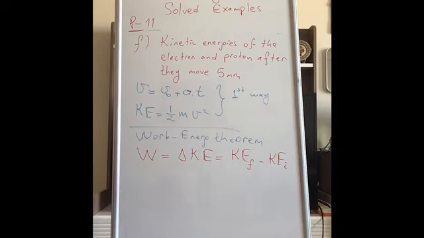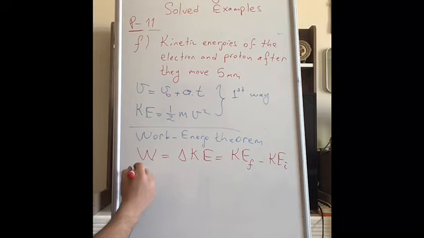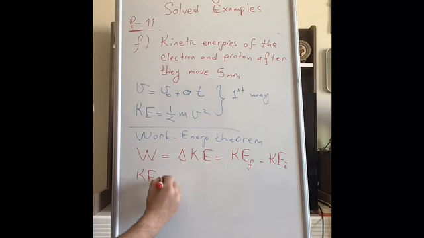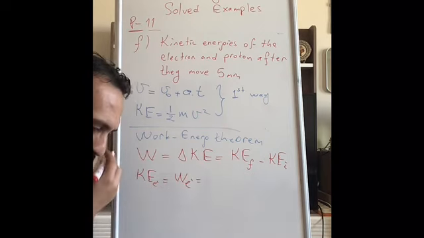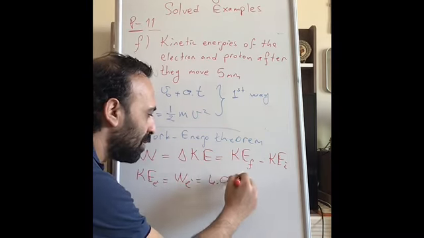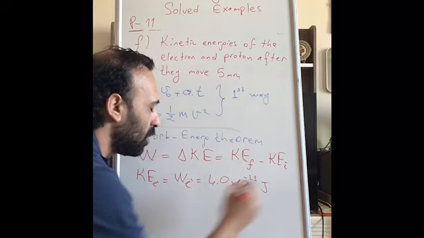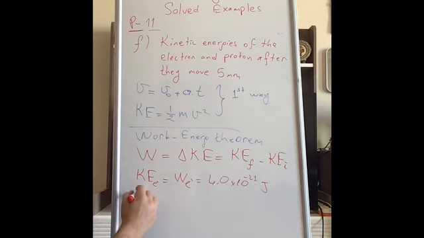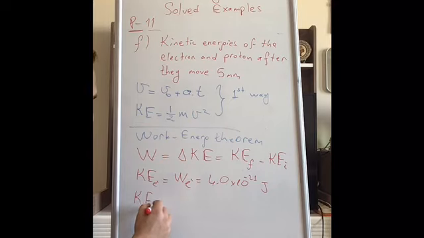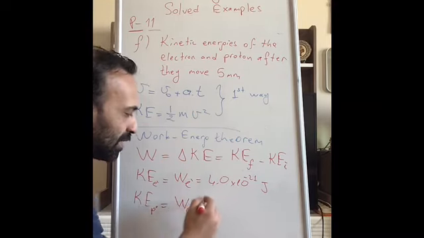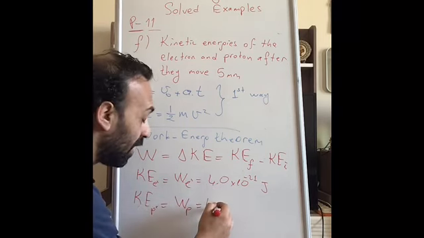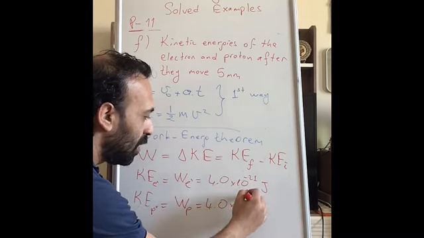millimeter. And we already calculated the work, so actually it is easy to write their kinetic energies. The kinetic energy final of the electron will be equal to the work done by electric force on the electron, and it was 4.0 times 10 to minus 21st joule. And similarly, the kinetic energy of the proton will be equal to the work of the electric force on the proton, which is equal to the work on the electron, 10 to minus 21st joule.